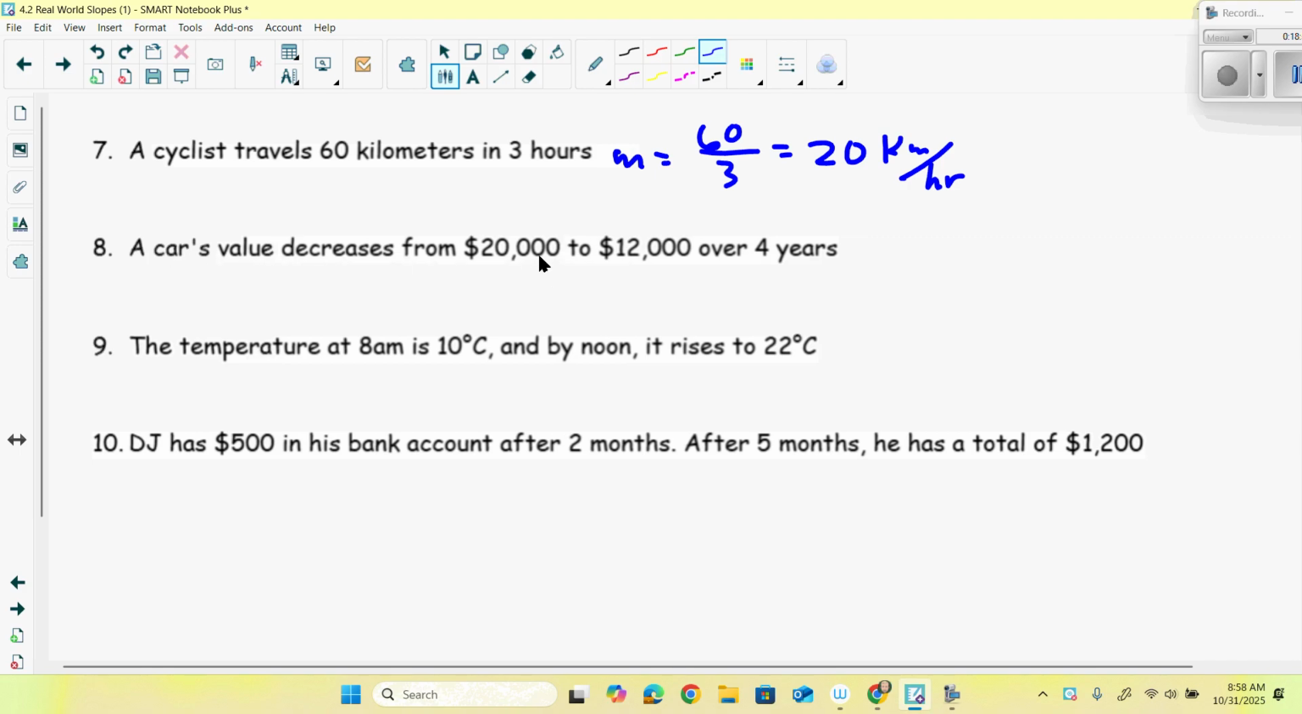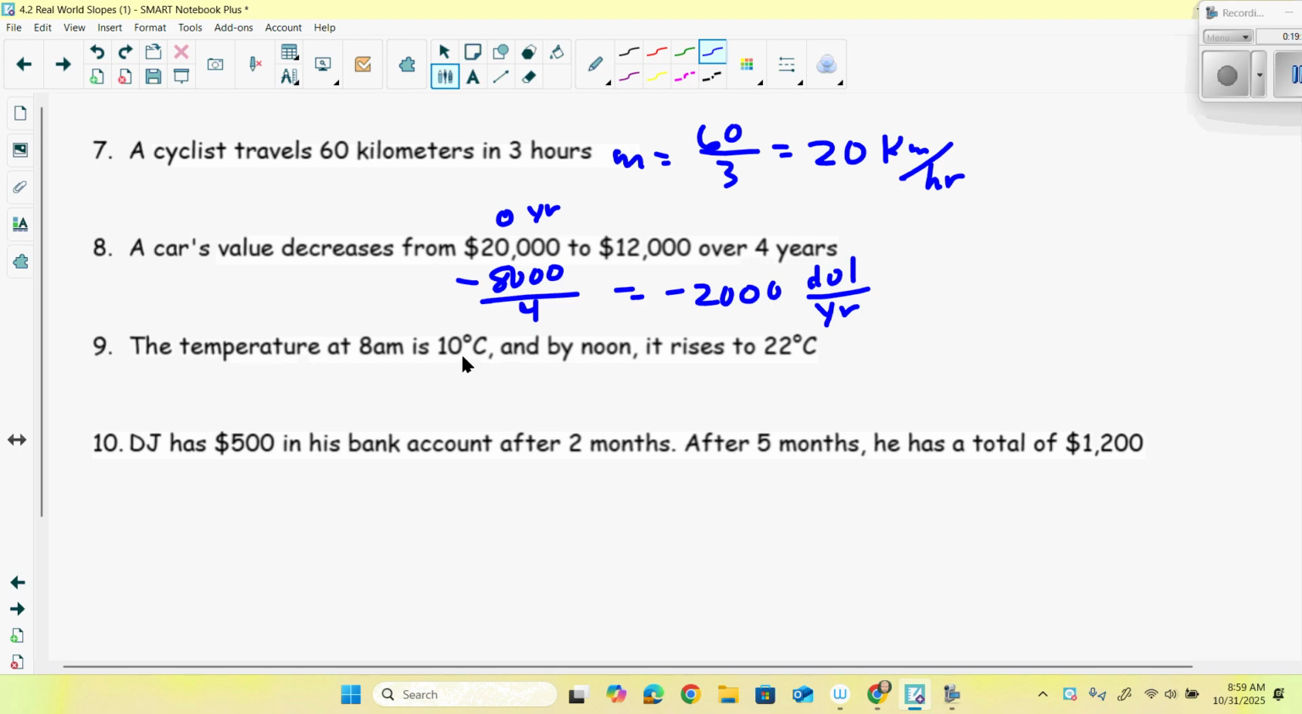A car's value decreases from $20,000 to $12,000, and it takes 4 years for that to happen. Well, the time initially at 0 years was 20 grand, and then 4 years later it's moved down $8,000, and it's taken 4 years. 8 divided by 4 is 2, so that's a negative $2,000 per year. And what this means is a car is losing its value every year. It's kind of like when you buy something new and then over time it becomes of less value. So down $2,000 per year.